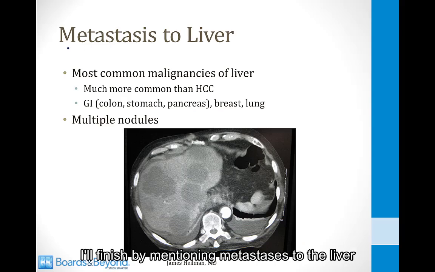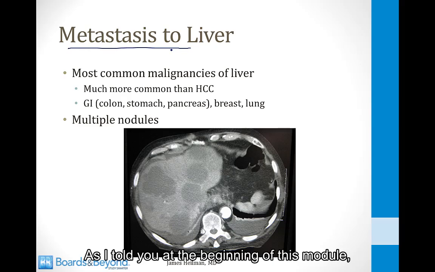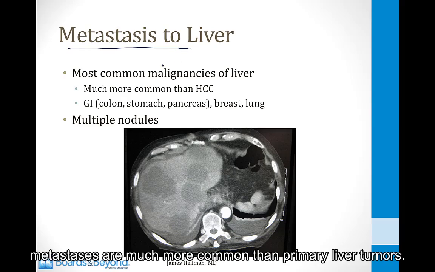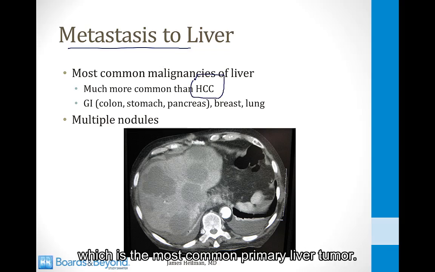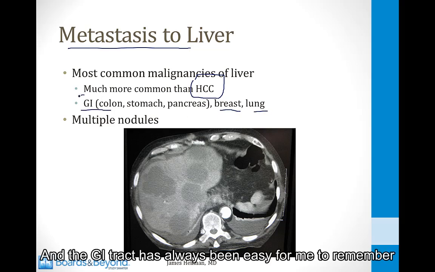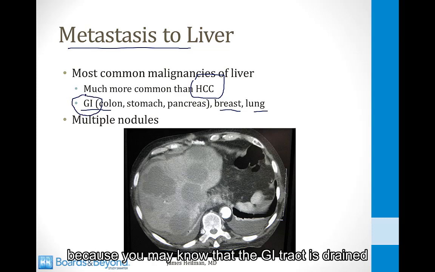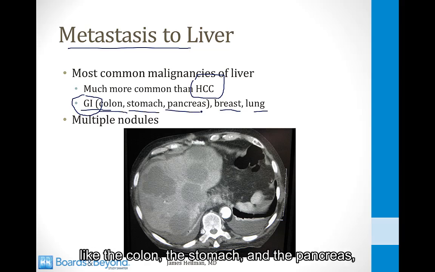I'll finish by mentioning metastases to the liver from other places in the body. As I told you at the beginning of this module, metastases are much more common than primary liver tumors. They're much more common than hepatocellular carcinoma, which is the most common primary liver tumor. Places that like to send metastases to the liver include anywhere in the GI tract and the breast and the lung. And the GI tract has always been easy for me to remember because you may know that the GI tract is drained via the portal vein to the liver, so you can just think of all those structures like the colon, the stomach, and the pancreas sending mets to the liver in the same manner.